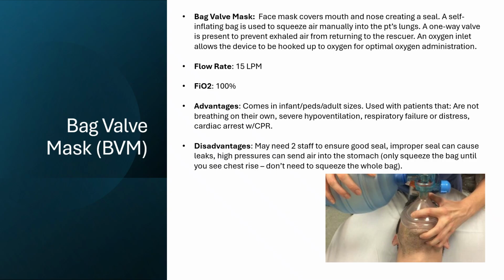Some disadvantages of this system is that you might need 2 staff to ensure a good seal, and an improper seal can cause leaks. So it is recommended that you use 2 rescuers, one person to make sure that the mask is seated on the face properly, and then another one to squeeze the bag. But if you're by yourself, you're by yourself and you can do what you can do, right? But it is recommended that you have 2 rescuers, so that could be a disadvantage.